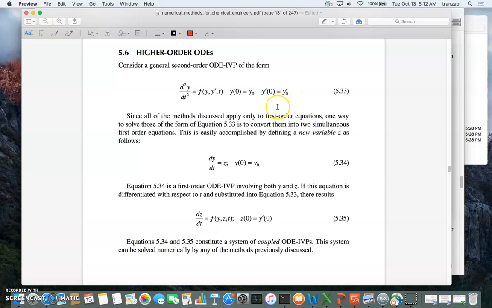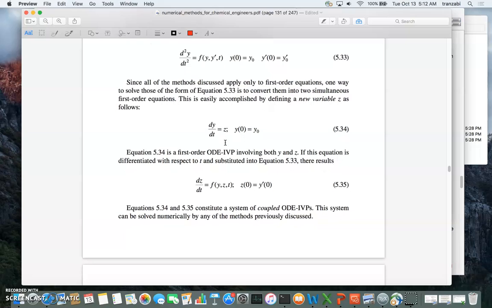Okay, so the way to solve this is the following. We bring in a new variable called z. We're going to rename the derivative of y with respect to t as z. So z is going to be the first derivative of y with respect to t. Then we're going to write this equation in terms of z. If the first derivative of y with respect to t is z, then the second derivative of y with respect to t would be the first derivative of z with respect to t. Because z is dy/dt, then dz/dt becomes d squared y/dt squared, the second derivative of y, right?